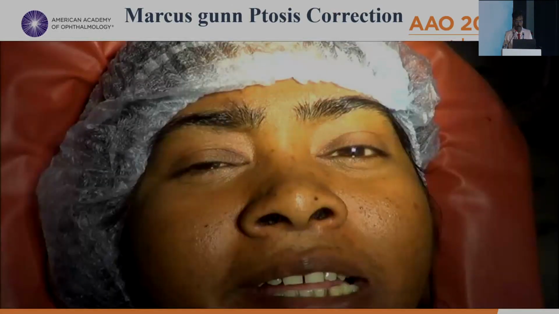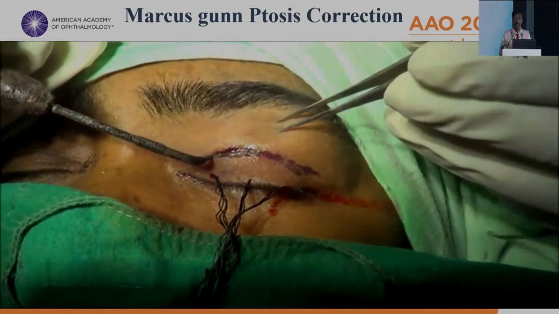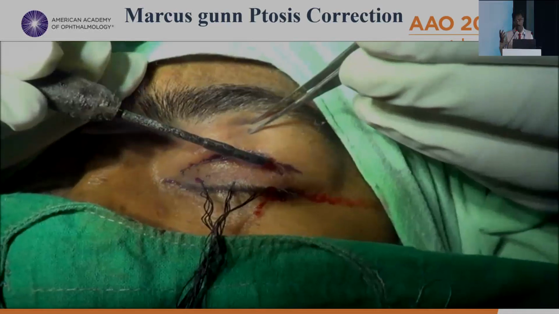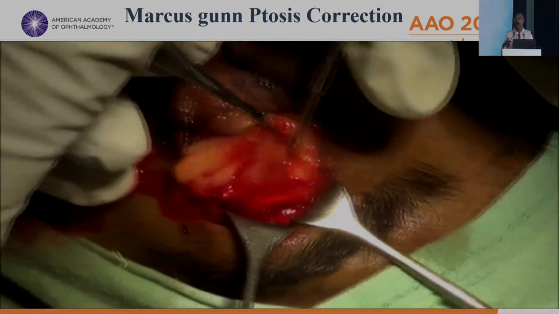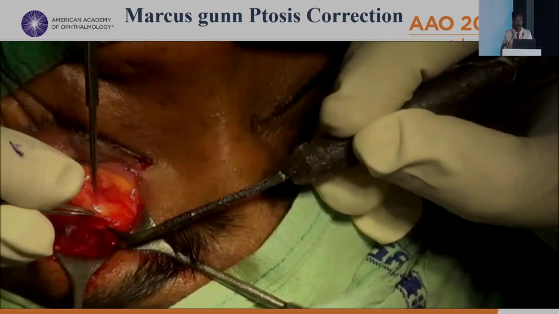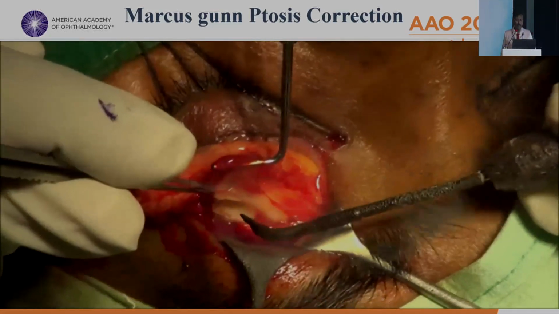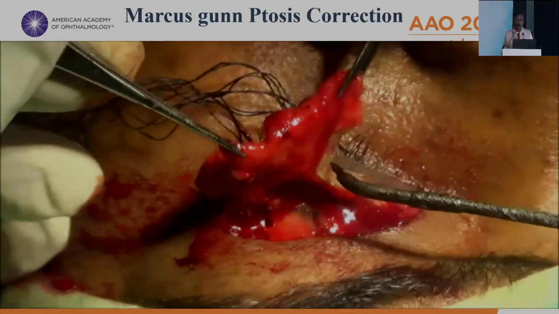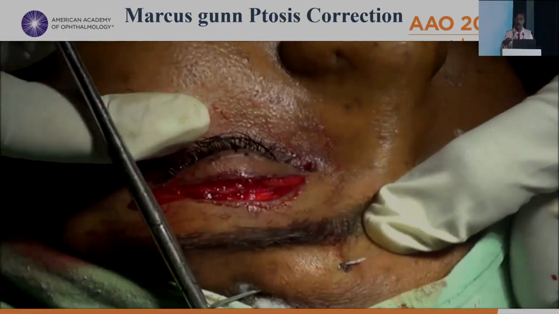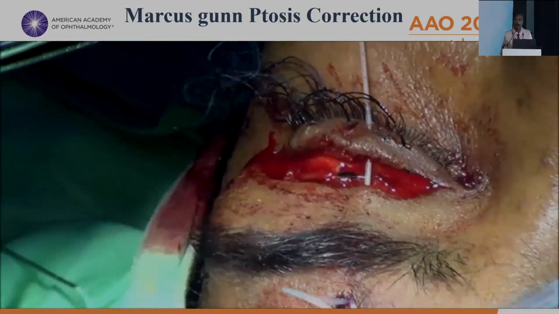So now let's see how a Marcus Gunn ptosis is corrected. There are 3 approaches: the skin approach, the conjunctival approach, and the Whitnall's ligament approach. Here we did a separation of the LPS muscle from Whitnall's ligament, where the attachment to the conjunctiva is much easier, easy to separate. Here the conjunctiva is dissected, the LPS muscle is dissected for 25 millimeters and a tarsofrontal sling is done.